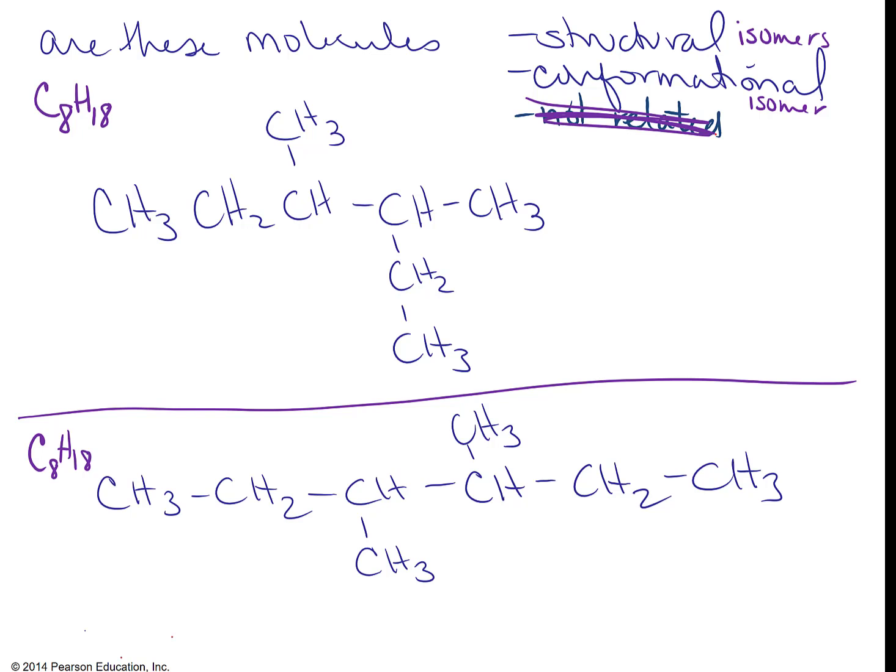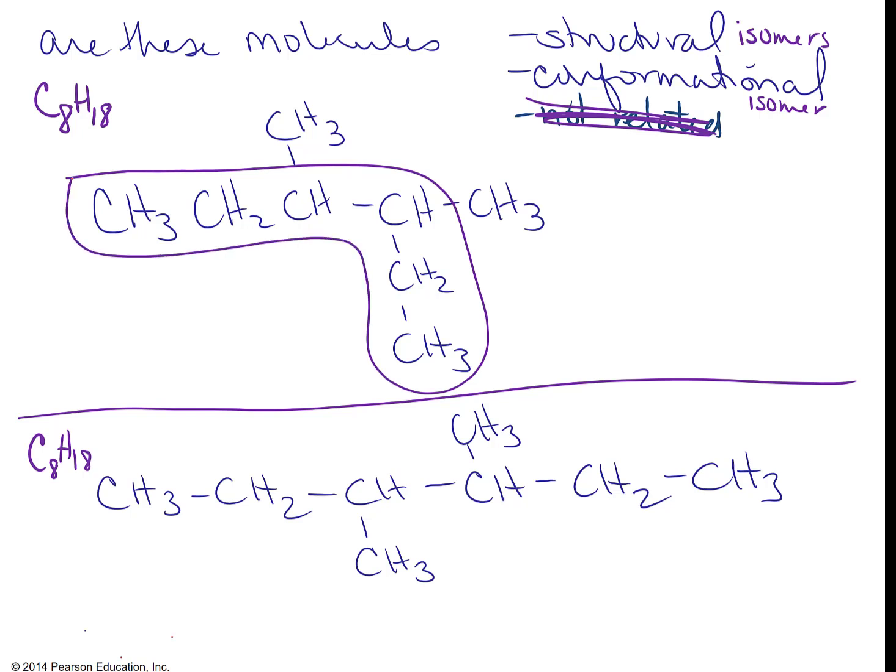And truly, the only way to know is to do what? You got to name them, okay? Name the top one, name the bottom one. If they have the same name, they're conformational. If they have different names, they're structural. So figure out what's the longest chain in the top one? 6. Okay, does everybody find this? Yes. Okay, so 6 makes it hexane.